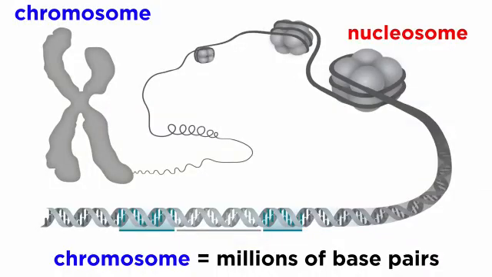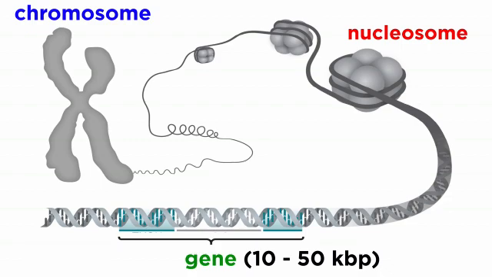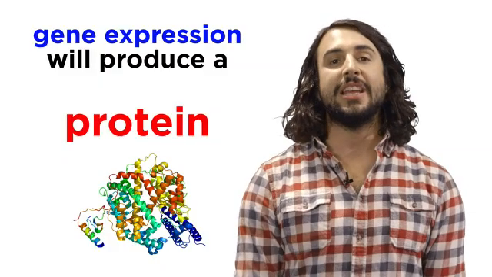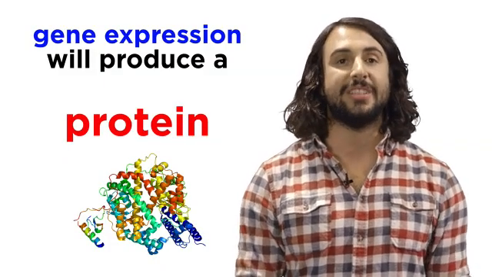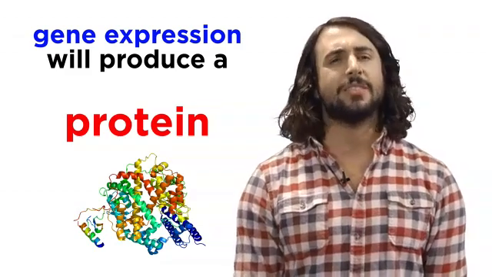A chromosome is a very long molecule, consisting of many millions of base pairs. Most of these bases don't do too much, but certain portions of the chromosome are special. They are called genes. These are the parts that code for different things. In a human, a gene will be on average around 10 to 50,000 base pairs long, though the longest is 2.5 million base pairs. And when a gene is expressed, a specific protein is produced. So how does this work?